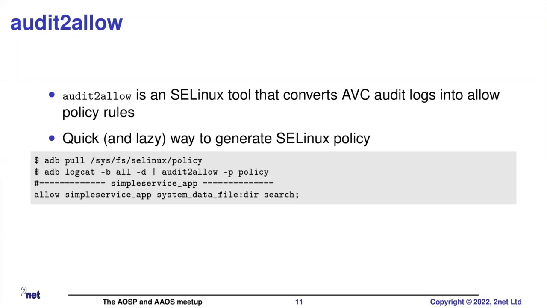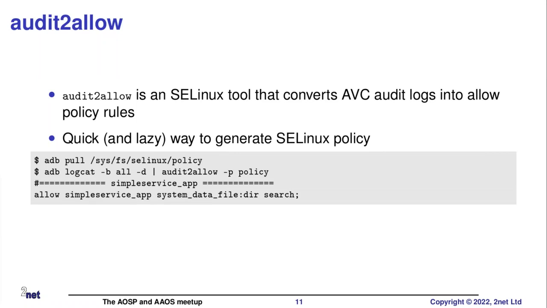Yeah, well, basically you can't. So the audit to allow program doesn't know anything about or doesn't check on any never allow rules. So just because it generates an allow rule doesn't mean to say it's actually going to work in practice. Yeah, exactly. Okay, go ahead.